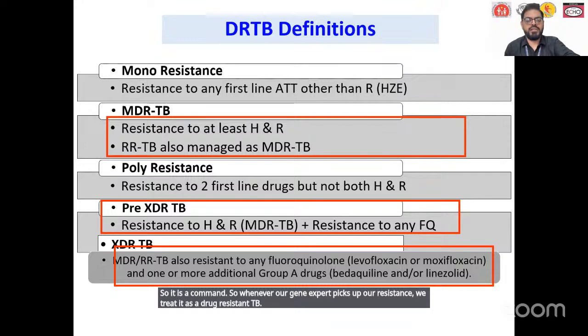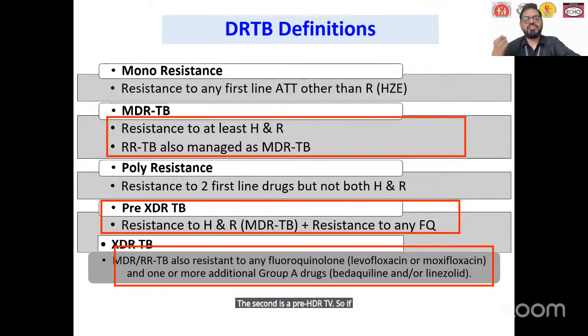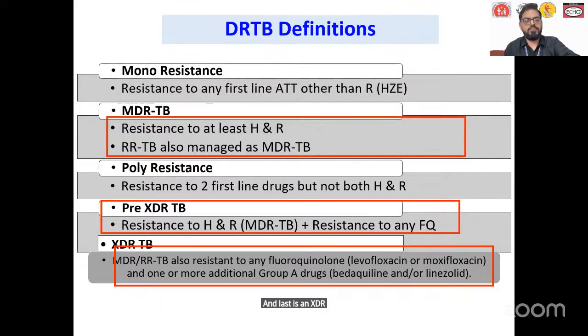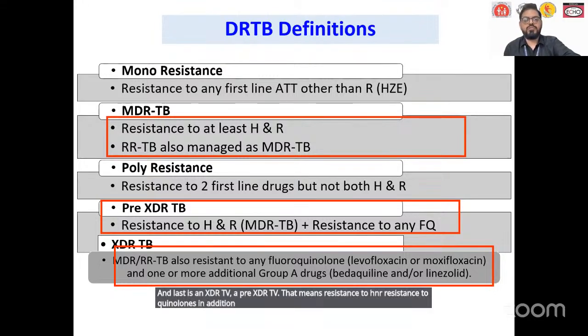The second is a pre-XDR TB. So if an MDR TB additionally is resistant to any of the quinolones, like either levofloxacin or moxifloxacin, it is labeled as a pre-XDR TB. And last is an XDR TB. A pre-XDR TB means resistance to H and R, and resistance to quinolones. In addition, if it is resistant to either linezolid or bedaquiline or both, either of the two or both, it is labeled as an XDR TB. So these are the basic definitions.